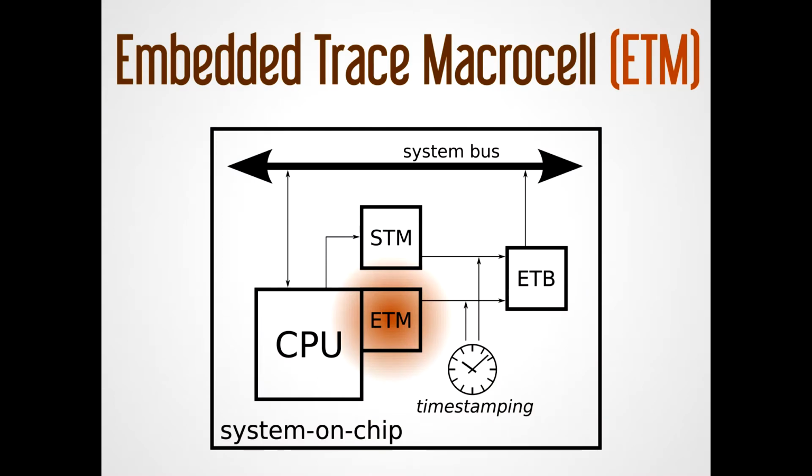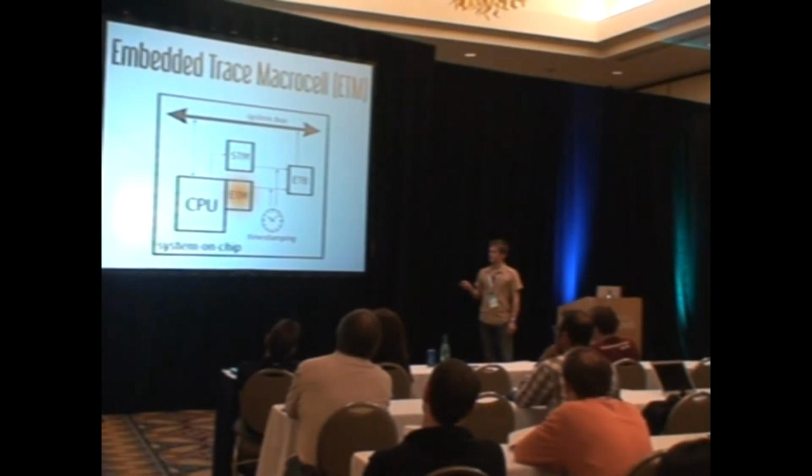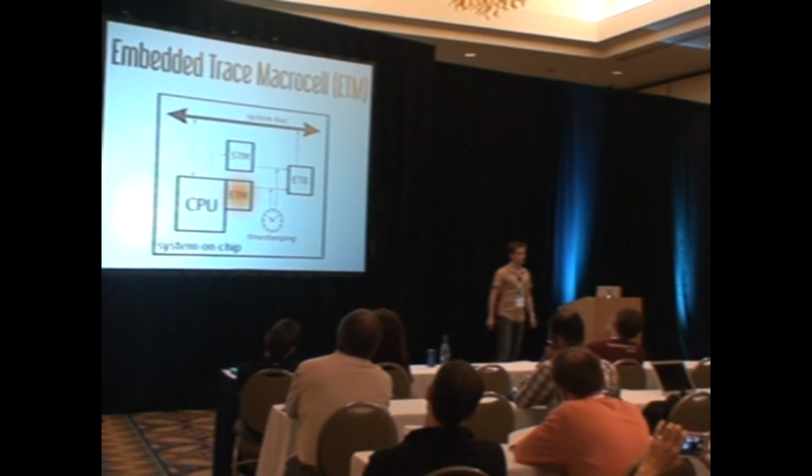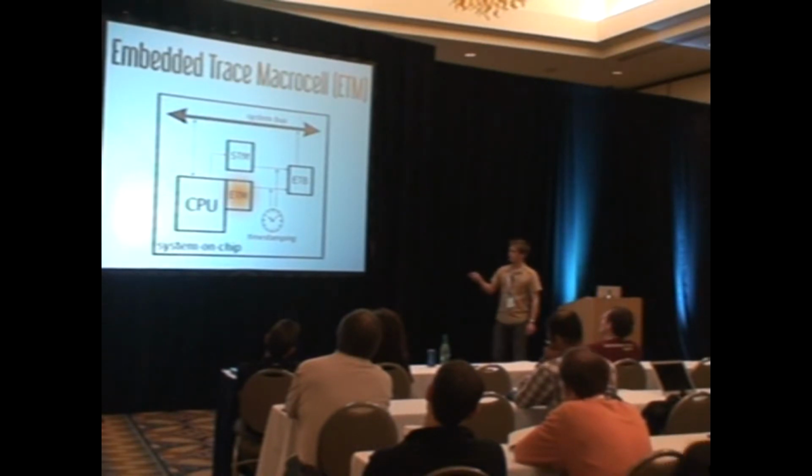Here you see the same graphic as previously. ETM is here, really bound to the CPU, and it will create events when it matches. The events are timestamped, and they are stored in the same buffer as STM. This is good for correlating traces. In the same way, you can fetch the trace later via the system bus.